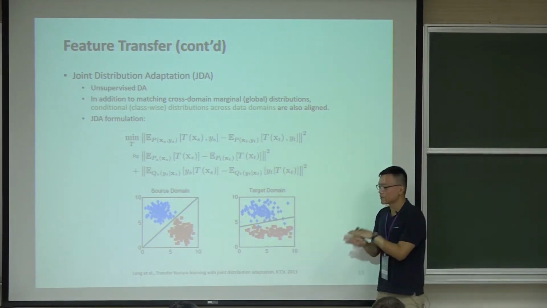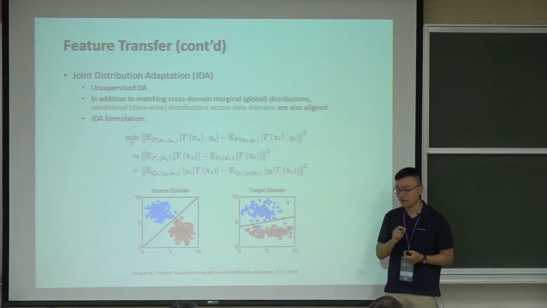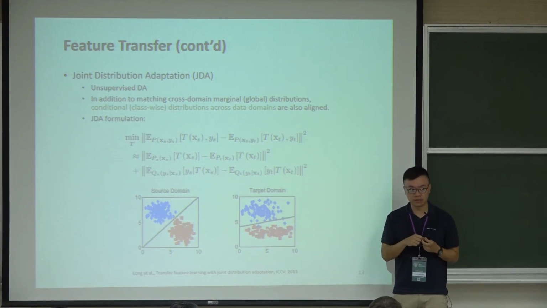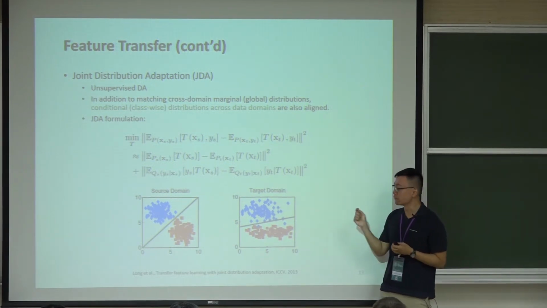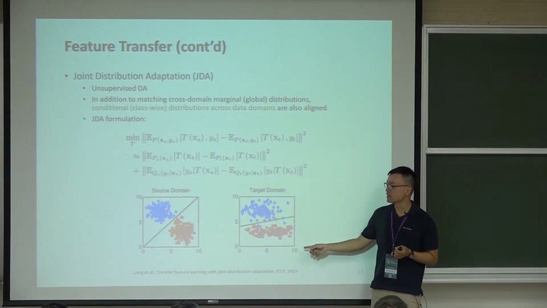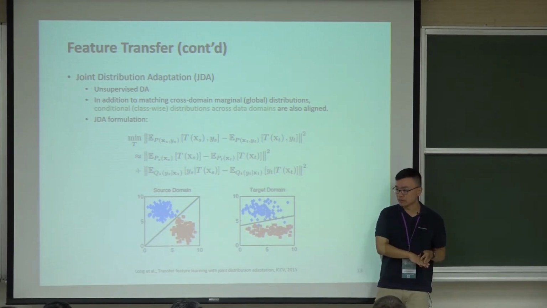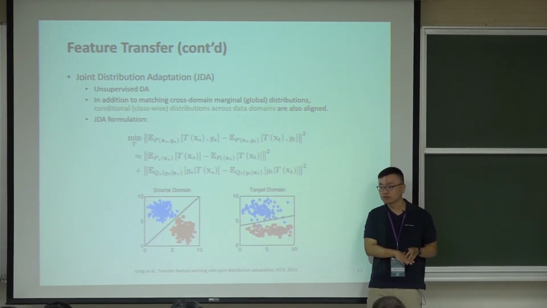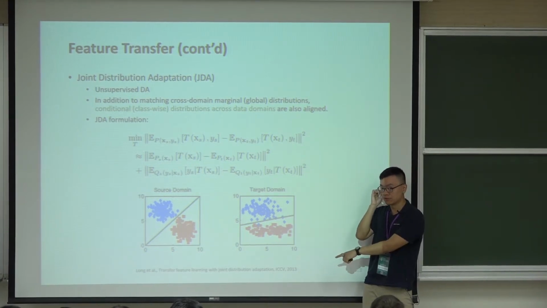But of course, they were addressing the challenging unsupervised domain adaptation setting. Remember what is unsupervised domain adaptation? That means for the target domain data, we do not have any label information, right? So in that case, how can they do global mean matching and also class-wise mean matching? Well, their idea is quite simple. Before I give you their solution, what would you do?